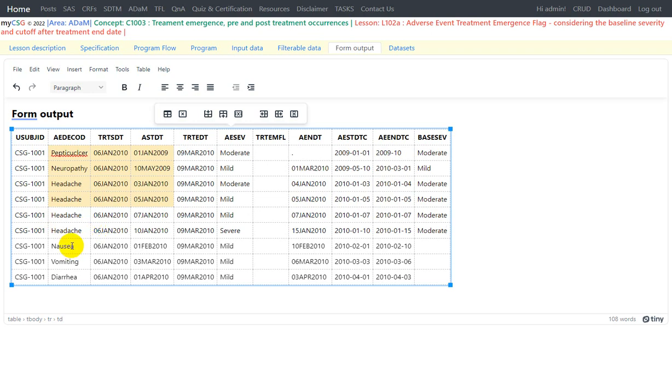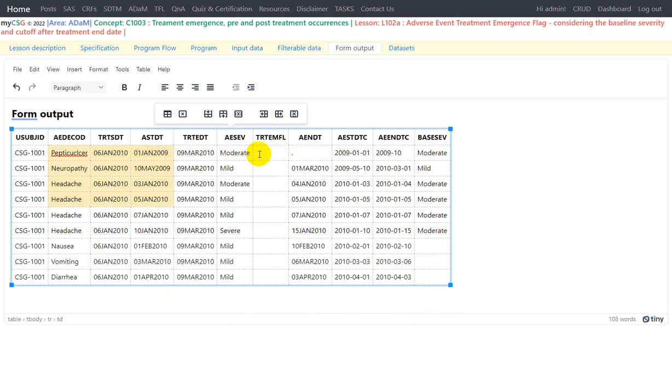And then nausea, we do not have it in the pre-treatment period, so it will be null. And for vomiting and diarrhea as well, as they are not seen during the pre-treatment period, baseline severity would be null. So now let us try to populate the TRT EMFL.